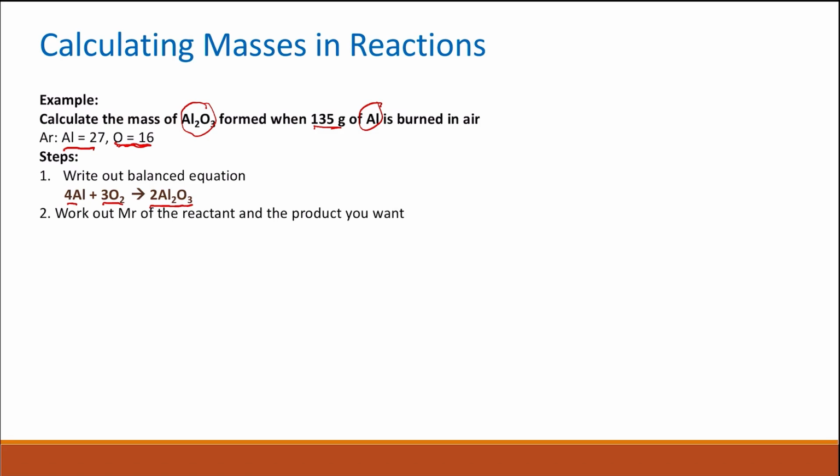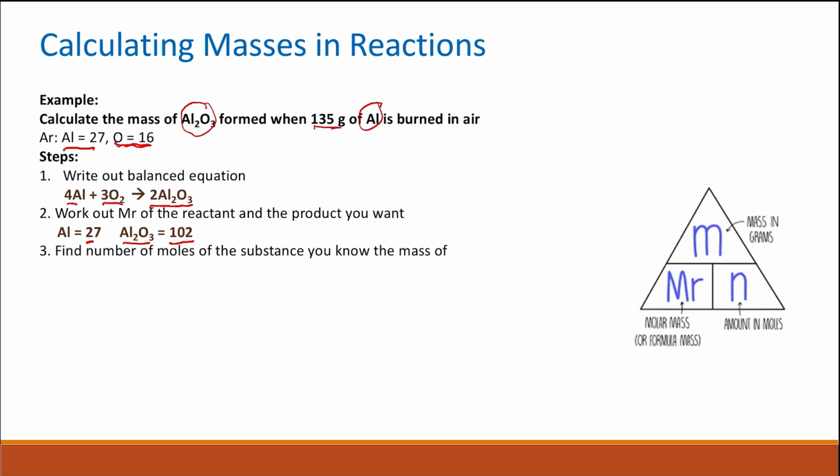So the relative atomic mass of aluminum is 27, and we need to calculate the relative formula mass of the product we want to calculate its mass for, which is aluminum oxide. When we do the calculation, you're going to find that it equals 102. The third step is to find the number of moles of the substance you know the mass of. So we know the mass of aluminium, and we can use the formula triangle to calculate the number of moles.